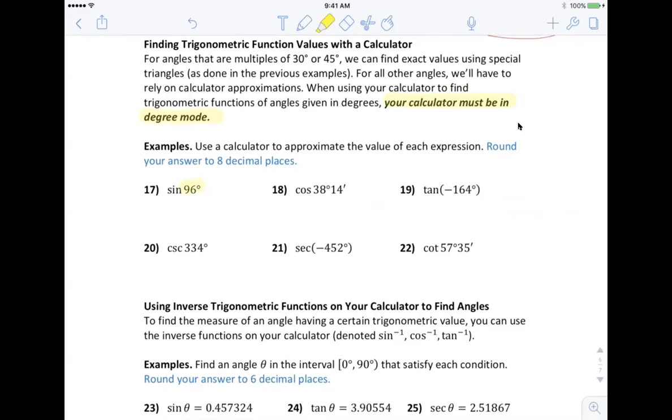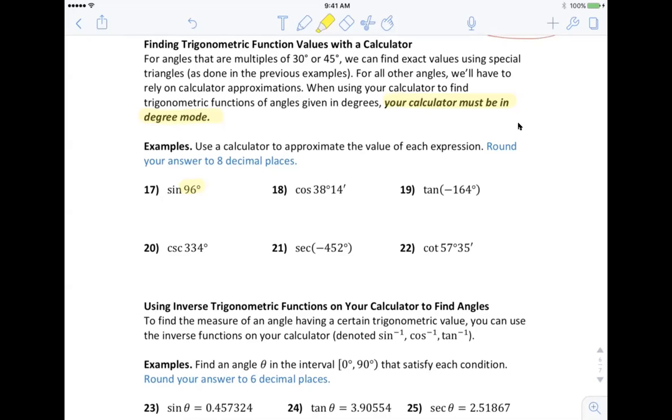Your calculator has 2 modes, degrees and radians. We'll do radians later. For this chapter, we're in degrees. So make sure your calculator is in degree mode. It depends on the calculator you have. My demos are going to be using the TI-84 graphing calculator, so if you have that, it'll match. If you have anything else, play around with your calculator, look at your user manual, or even Google how to change the mode on your TI-83 or whatever you have, and something will come up on YouTube that will walk you through it. Okay, so let's find the sine of 96.